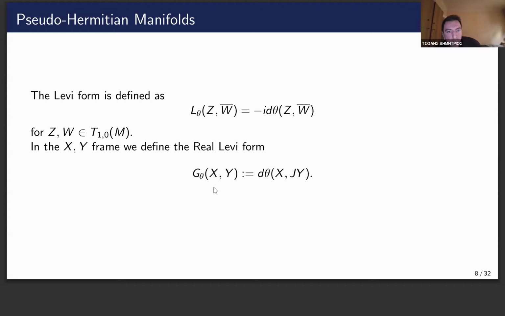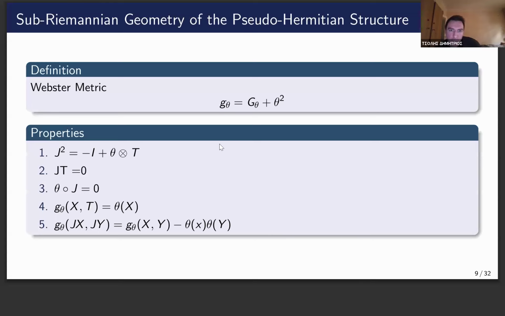In the XY frame, we also have the real Levi form, as we call it. It's defined like this, and we will see that this is actually a Riemannian product defined only on the contact distribution. We can also extend this real Levi form into a Riemannian metric that we call a Webster metric. We can do this by just adding theta squared, which is just theta tensor product theta. I just write it squared for compactness.